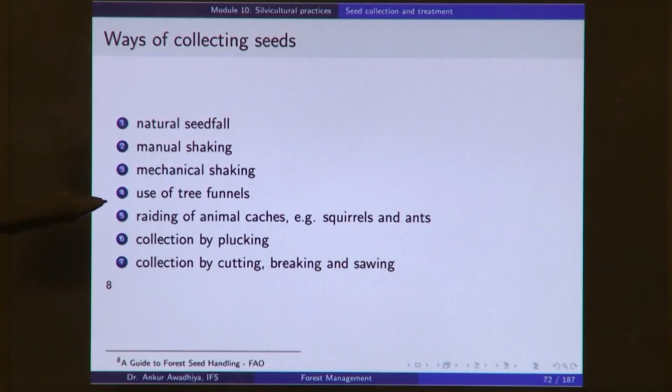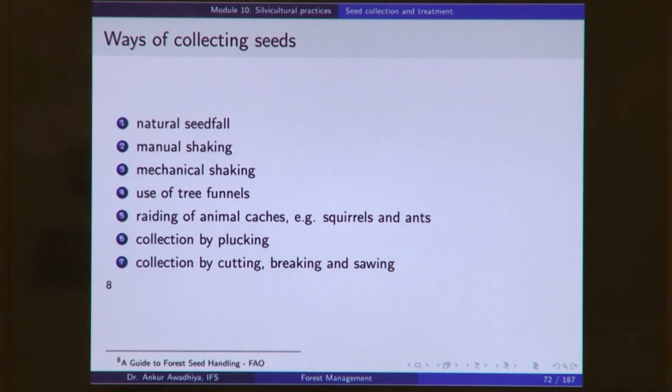In some cases, we also do raiding of animal caches, such as those of squirrels and ants, because animals such as squirrels have a tendency to collect seeds into their hollows. So, you can go and raid those hollows to collect the seeds, but typically this can be done in a research operation, but not for field workings.